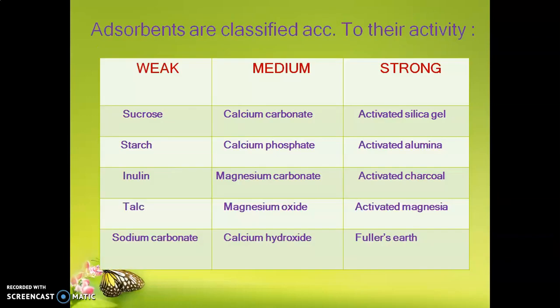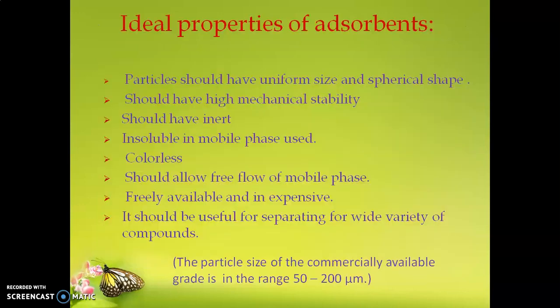Adsorbents are classified according to their activity, such as weak adsorbent, medium adsorbent, or strong adsorbent. Weak adsorbents include sucrose, starch, inulin, talc, etc. Then medium adsorbents include calcium carbonate, calcium phosphate, magnesium oxide, calcium hydroxide. Strong adsorbents include activated silica gel, activated alumina, activated charcoal, activated magnesia, etc.